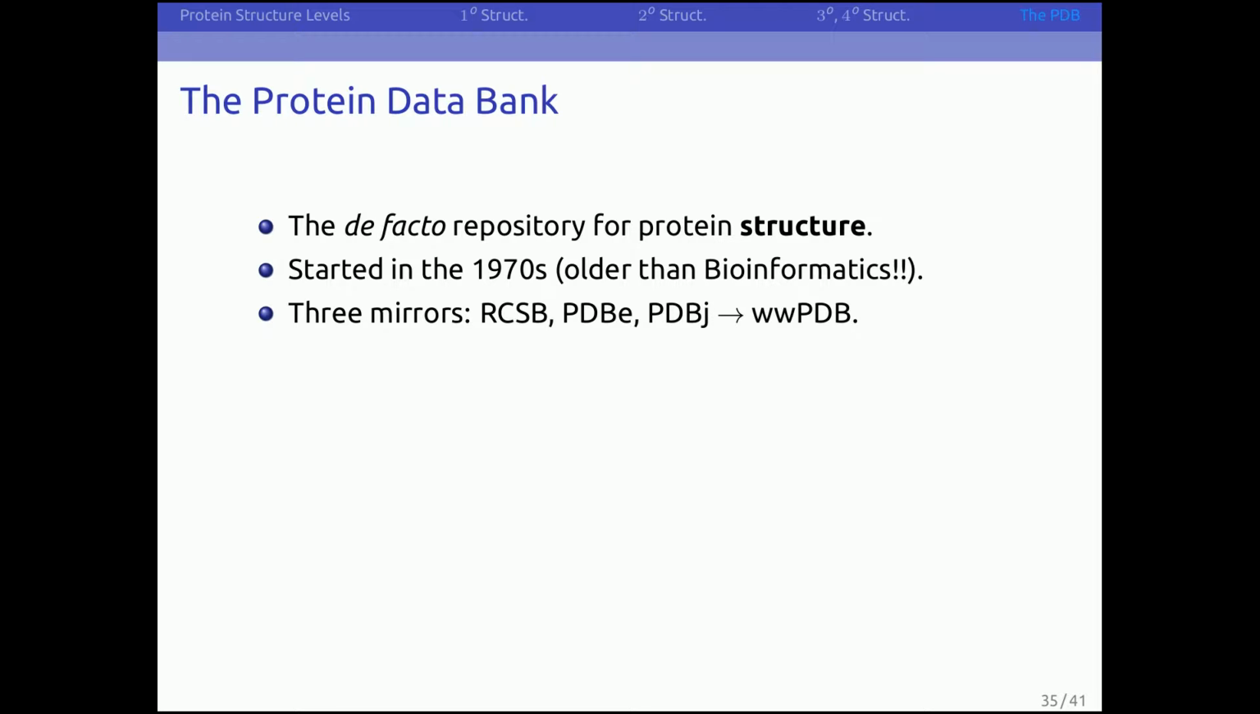And as with all good databases, it is mirrored in 3 different places. So we have RCSB in America, PDB-E for Europe in Cambridge, and PDB-J for Japan in Japan. And they all fall under this umbrella, which is the Worldwide Protein Data Bank, WWPDB. Bonus points for anyone who knows what the PDB used to be called back in 1970. I'll let you think about that and get back to me next week if you have an answer.